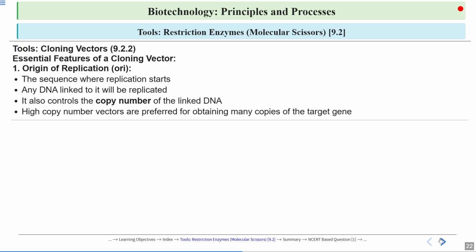So is it clear what ori is? It is a sequence where replication starts. The foreign DNA that we need should be linked to it, and only then can it replicate. It controls the copy number, that is, the number of times this DNA will be present in the genome of this vector. High copy number vectors are preferred because they help in obtaining many copies of the target gene.